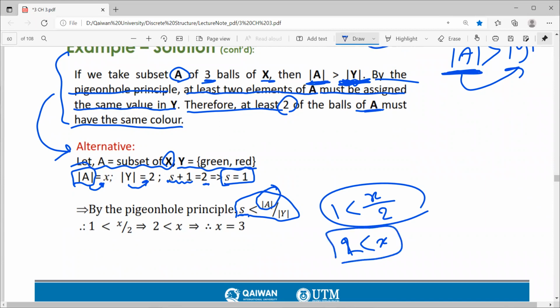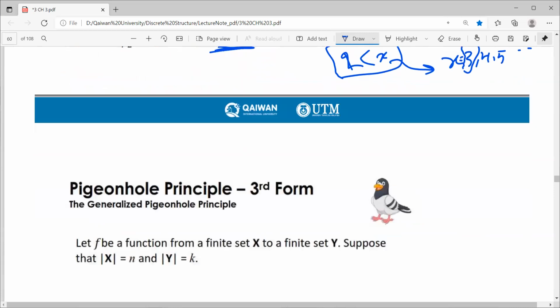So what's the integer number which is greater than 2? x must be greater than 2. That means x could be 3, 4, 5, or any other number. So the least number here is 3. That means x must be 3.